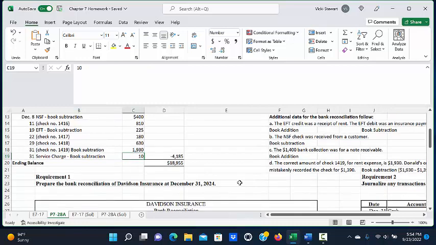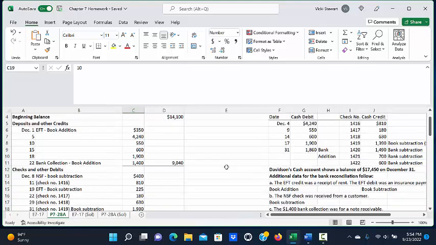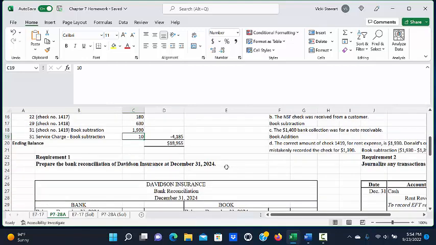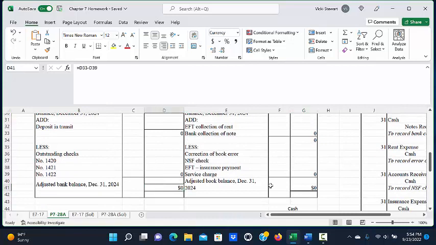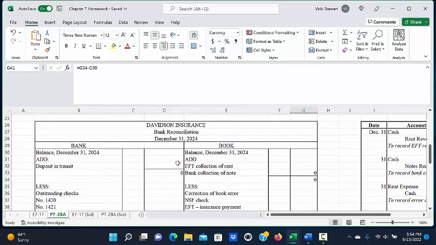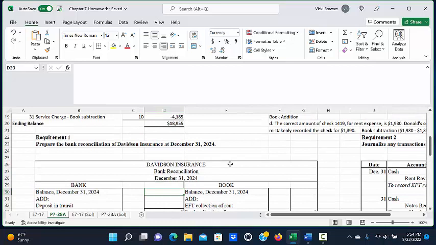So now that we have looked at all of the information that was on the bank statement and compared it to our records, we are ready to do the bank reconciliation. Now the bank reconciliation will be reconciling both the bank and the book balances to the correct adjusted balances. So neither one of them right now are correct. So we'll be reconciling both of them, and they both have to equal when we're finished.